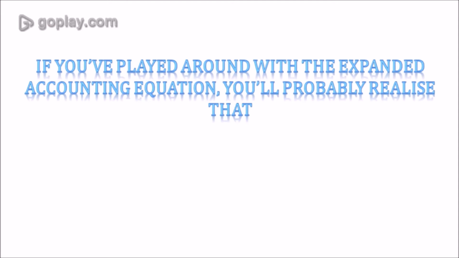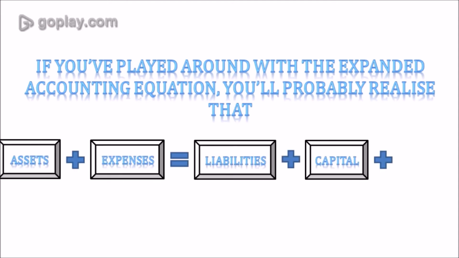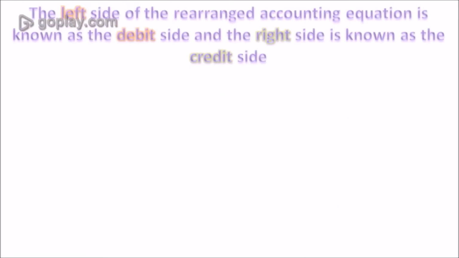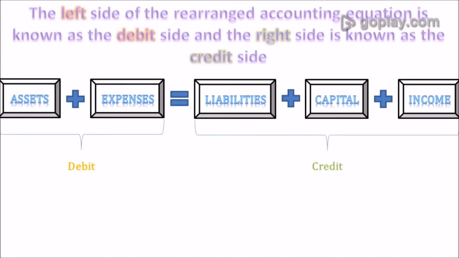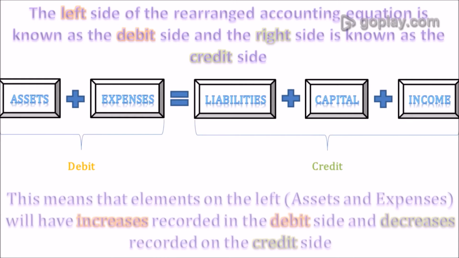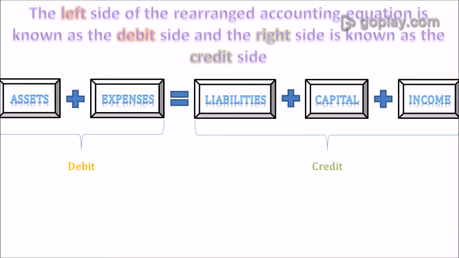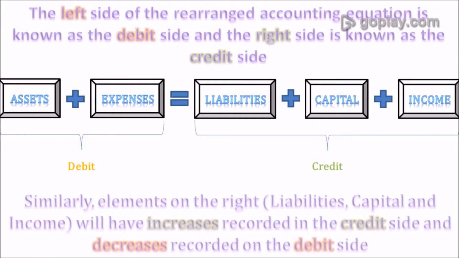If you've played around with the expanded accounting equation, you will probably realize that assets plus expenses equal liabilities plus capital plus income. The left side of the rearranged accounting equation is known as the debit side, and the right side is known as the credit side. This means assets and expenses will have increases recorded in the debit side, while decreases are recorded in the credit side. Liabilities, capital, and income will have increases recorded in the credit side and decreases recorded in the debit side.